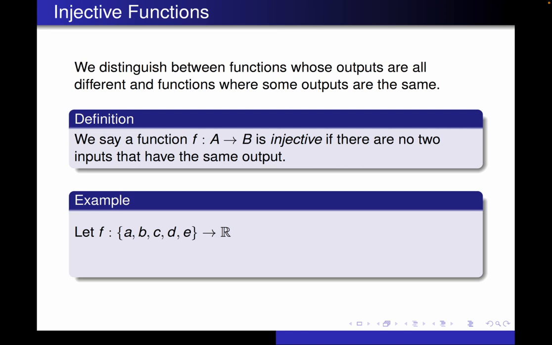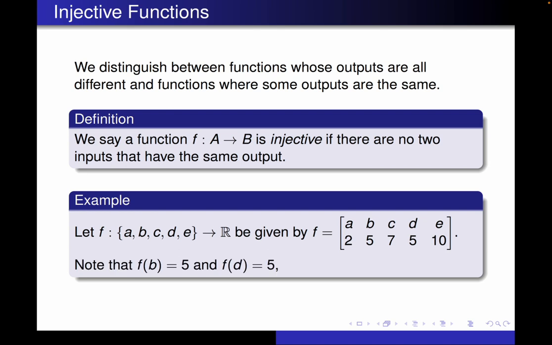Here's a function with inputs, the letters A, B, C, D, and E, and the outputs are going to be real numbers. So the function itself is going to be given by the following array. The inputs are on the top row, the outputs are on the bottom row. And if you look at f of b, that is equal to 5. f of d is also equal to 5. So f is not injective.